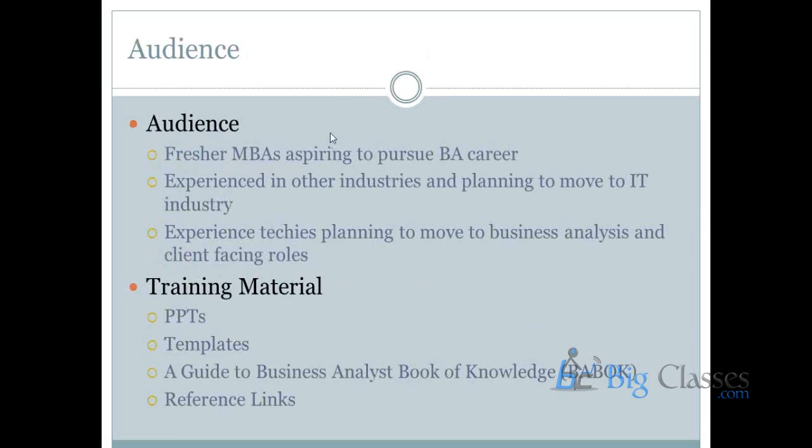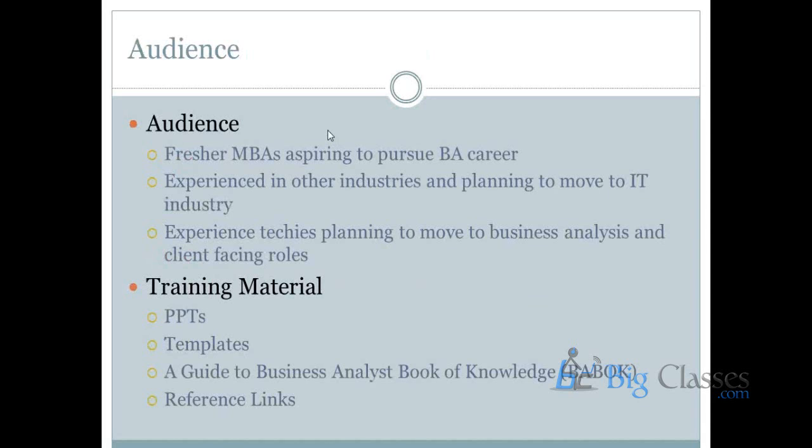The focus of the course is more on people who are actually planning to move into a business analyst role rather than certifications. IIBA also gives certifications, but that's again for experienced folks. You need to have some years of experience to actually take the certification. You should have worked as a business analyst for a few years, and only then can you take that certification, right? So the focus is more on getting into a business analyst role.